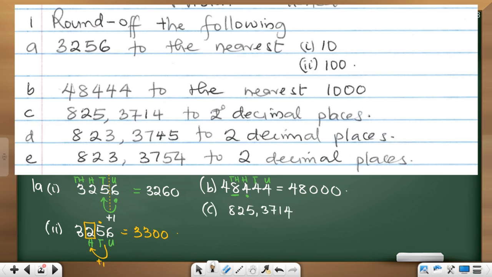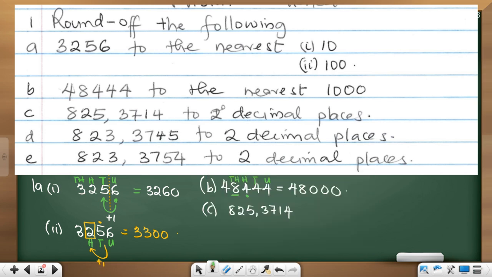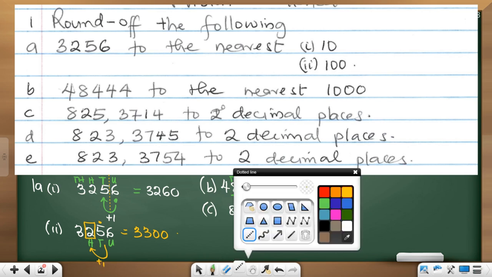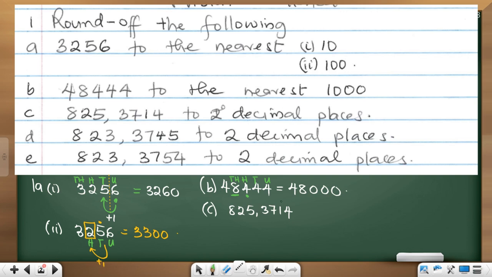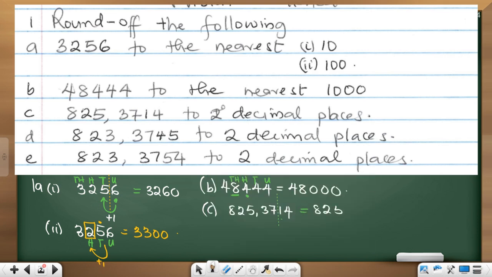825.3714 to 2 decimal places. So I'm going to count the numbers after the decimal. But how many numbers am I counting? Just 2, which is 3 and 7. There, I'm going to stop. This time around, we're counting towards the right. Look at the number. Same thing, it is less than 5. So it doesn't have an effect. So my answer would be 825.37. So it only has an effect if it is 5 and above. Once you get the correct position, 3, 7.